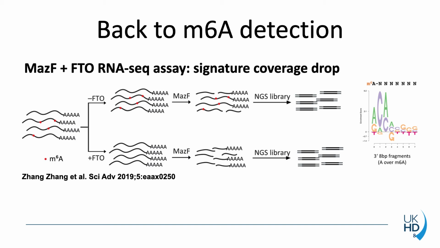Now MazF essentially recognizes at a given ACA motif whether the initial first A here is methylated or not. It preferentially cleaves these motifs if the A is not methylated, and it doesn't cleave these sites as well if the A is methylated, so if you have an m6A here.